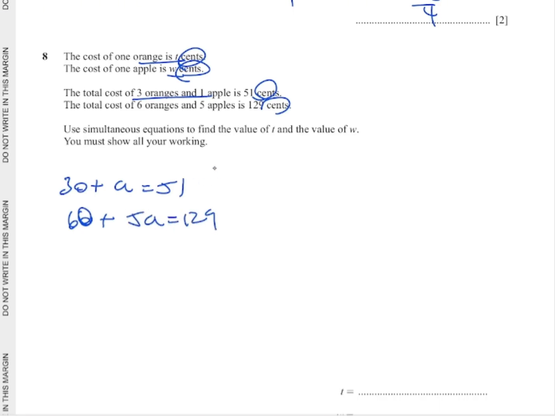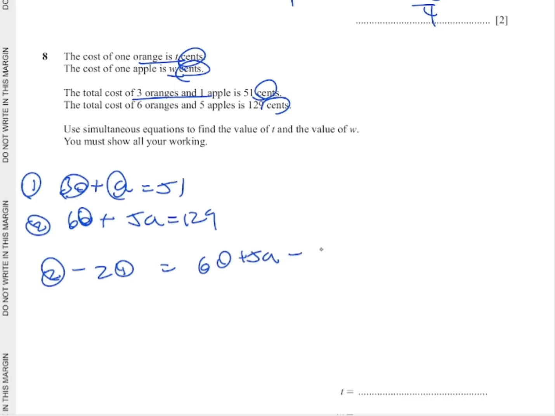Simultaneous equations. What we do, this is equation 1. This is equation 2. We can notice that we can either times 5 on the A and subtract it to cancel out the A, or times 2 and cancel out the O. I'll choose times 2. So equation 2 minus twice equation 1, which is 6O plus 5A minus 6O minus 2A equals 129 minus 2 times 51. This gives us 3A equals 129 minus 102, which is 27, so A equals 9.